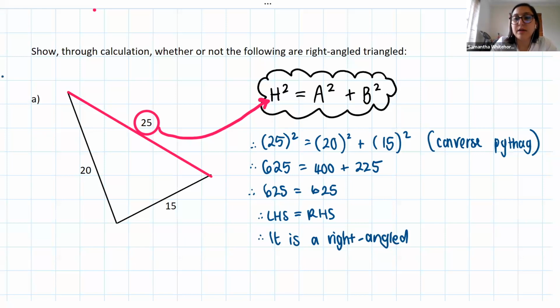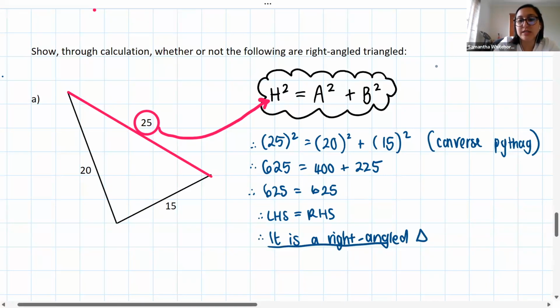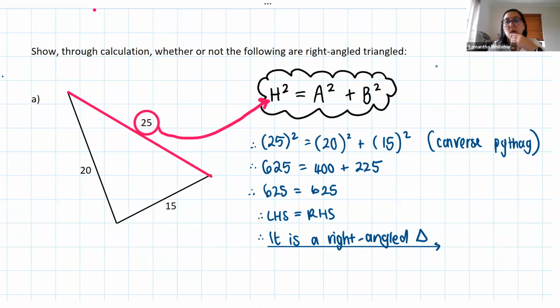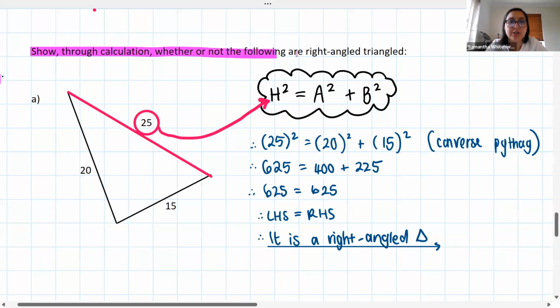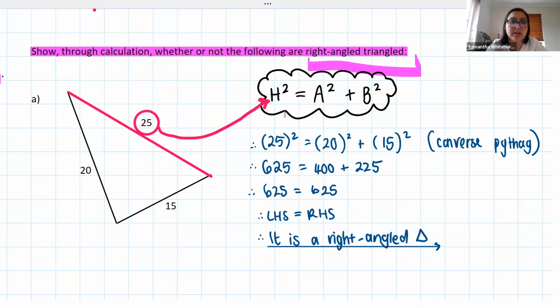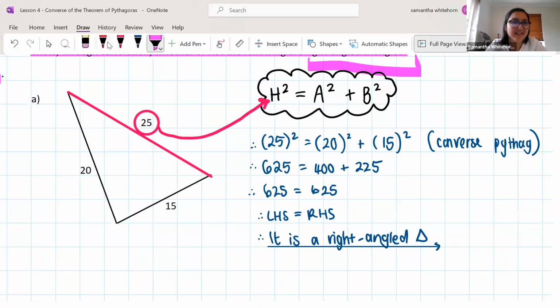And guys, remember, the whole point is to prove whether or not it's a right angle triangle. So you do need to actually make this last statement here saying, yes, it is, or no, it isn't. So yes, you need to say left-hand side is equal to the right-hand side, but you do also actually need to do what the question asked you. The question said, show through calculation whether or not it's a right angle triangle. So you actually need to go and say, yes, it is, or no, it isn't.